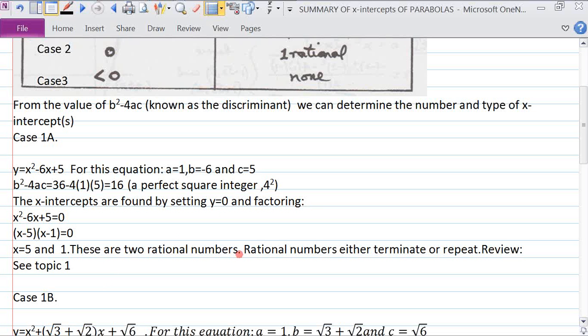These are two rational numbers. Rational numbers, you may remember, terminate or repeat. So like 5, there's nothing after the number 5. There's nothing after the number 1. These are what we call rational numbers.